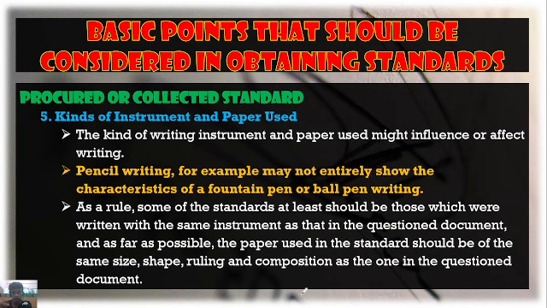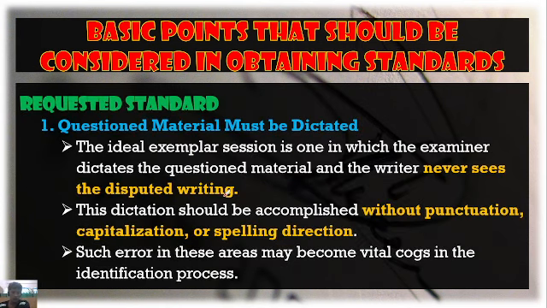Or the quality of the paper, okay? Or the brand, maybe. It should be the same so that you can use that as the best standard for comparison. Okay? Ganun din sa writing instrument as well as to the paper used. You should consider all those. Kasi magkaiba ang sulat ng pencil sa ballpen. Magkaiba ang sulat ng fountain pen sa ballpen. Okay? So you need to consider those also.